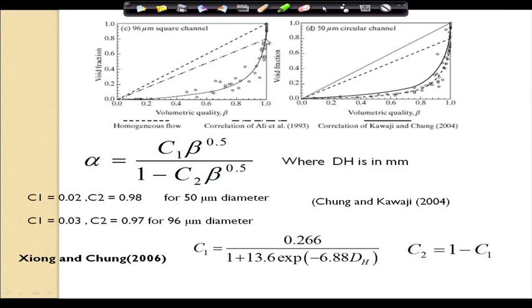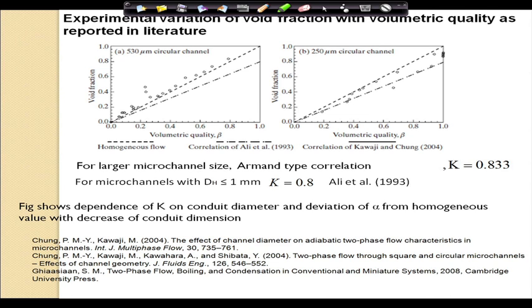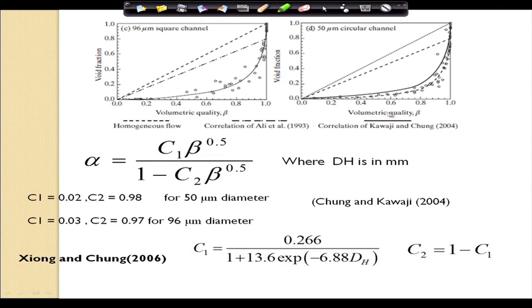Also, we observe that at higher values, alpha does not reach its natural limit of 1, rather it is around 0.833 in both the cases. So, it was quite evident that the Armand type relationship, which has been used for the larger diameter pipes with different values of k, is not very applicable for the small dimensions, and accordingly a correlation has been proposed for predicting alpha in these particular small dimensions.